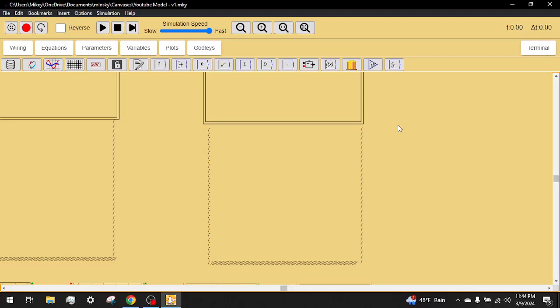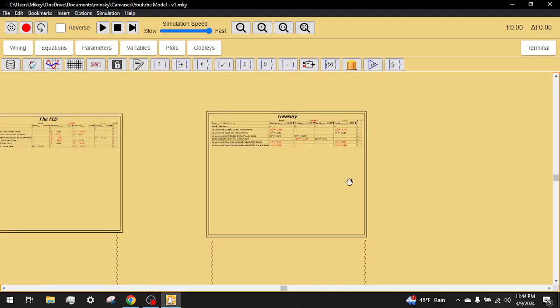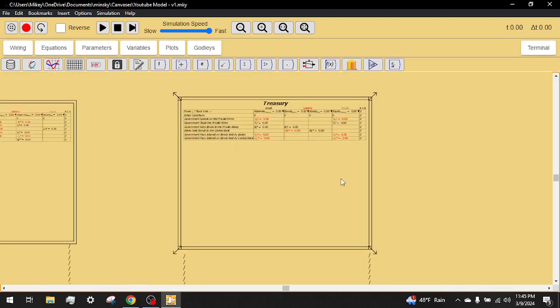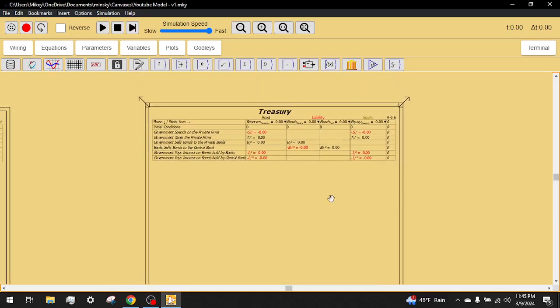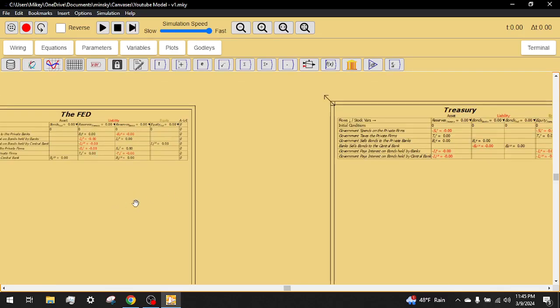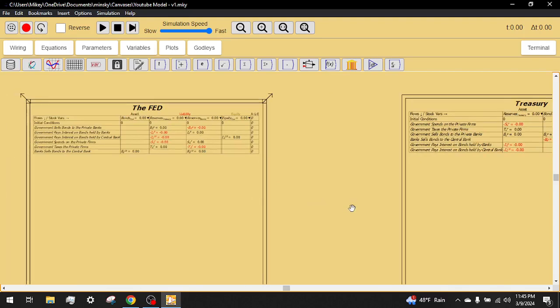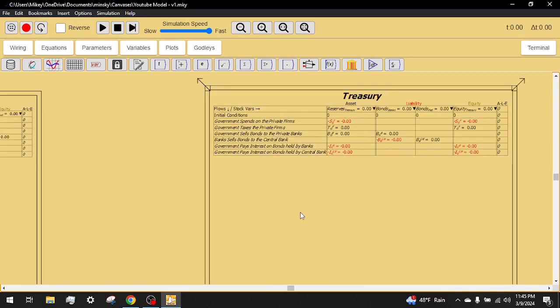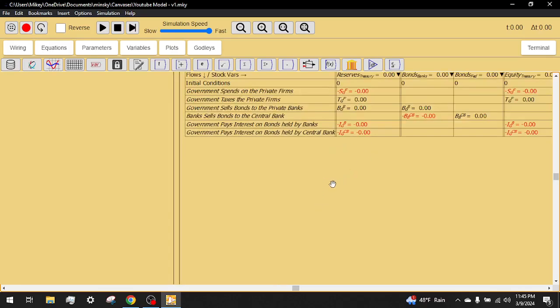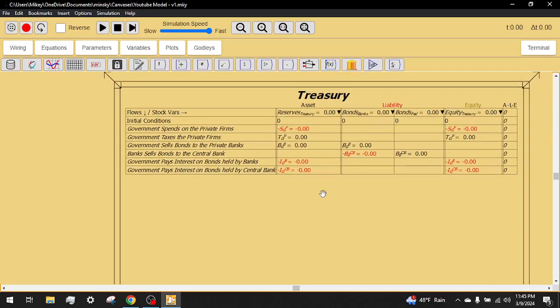So where we last left off, we had finished defining the balance sheets of the Treasury, the Fed, the private banking sector, and the private firms. Everything was balanced, and now the only thing that we're left to do is to wire up the equations that will represent all of these actions, all of this economic activity.